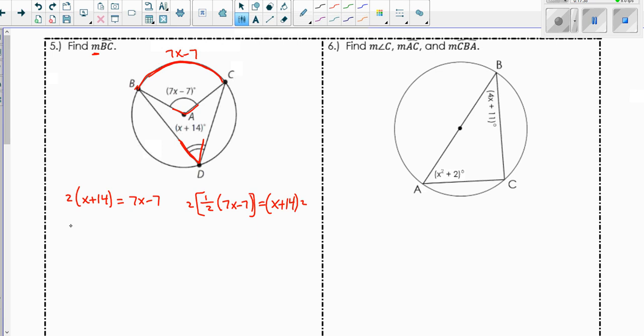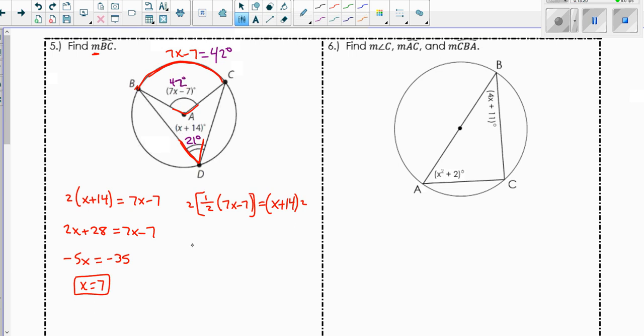If I distribute, I get 2x plus 28 equals 7x minus 7. Subtract, I get negative 5x equals negative 35. So x equals 7. Okay, so x equals 7 is going to help us. I'm going to go back to my diagram. So if x equals 7, I'm going to substitute into here. 7 plus 14 makes this 21 degrees, which means if this is 21, I have to double it, and that means that this would be 42 degrees, which means that this would be 42 degrees.